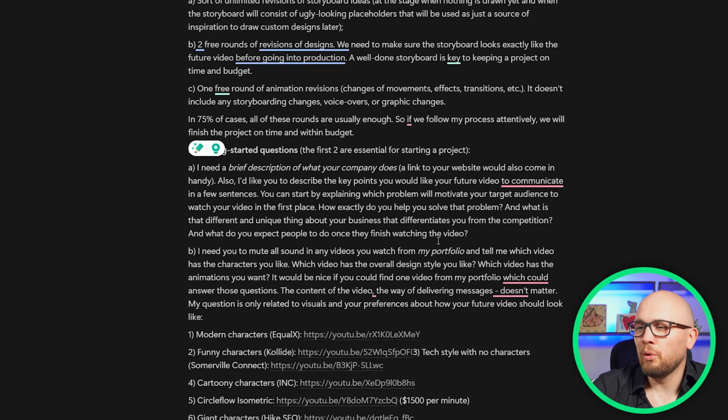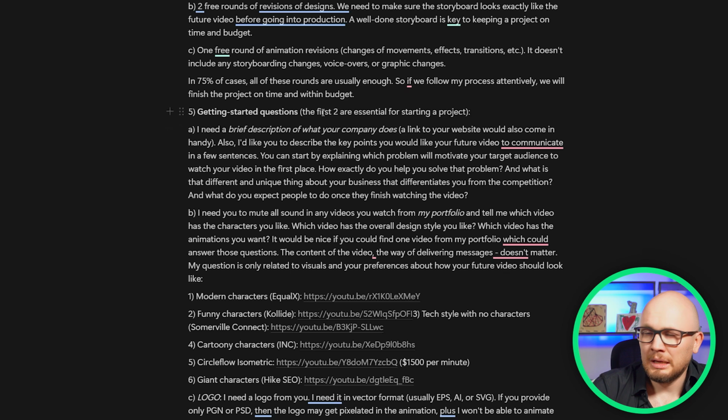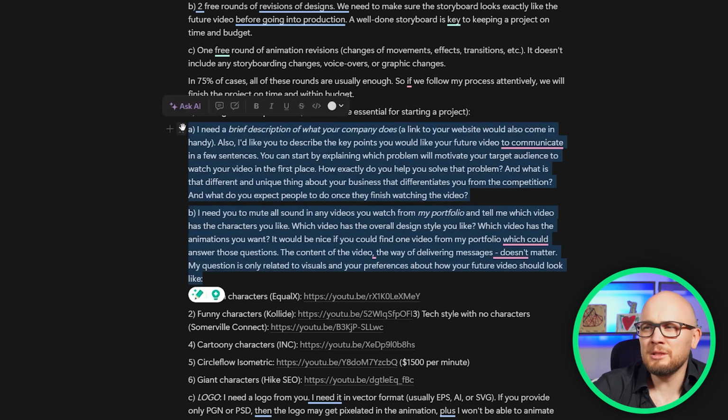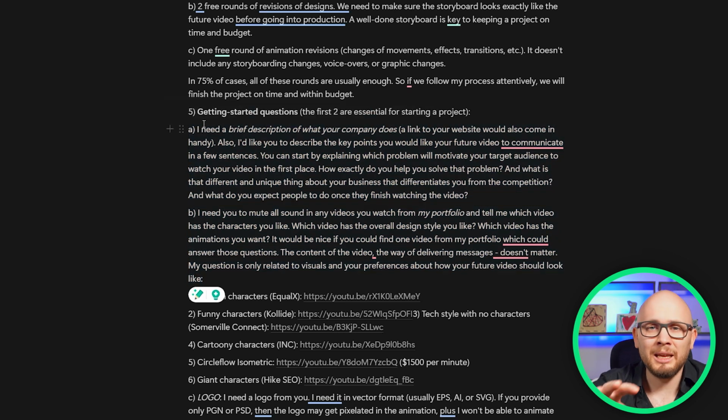Now we're going to the point of getting started questions. Here, basically, questions A and B are the most important ones. And as you see, I conveyed them slightly long. Generally, you could ask question A, give me data based on which I can generate a script. Question B, tell me which video you like.